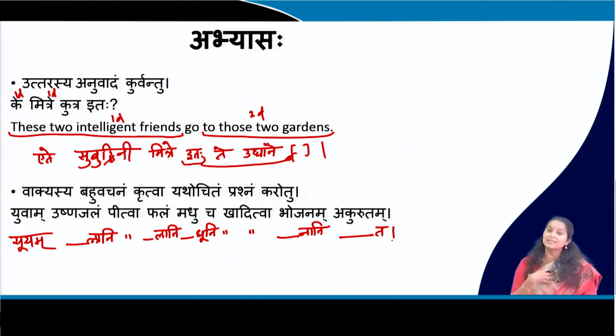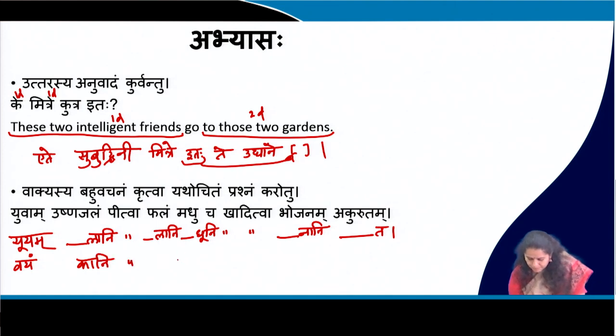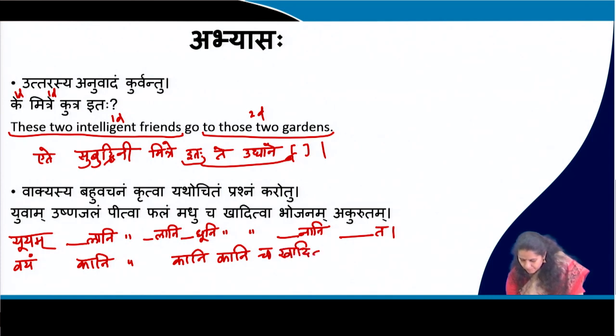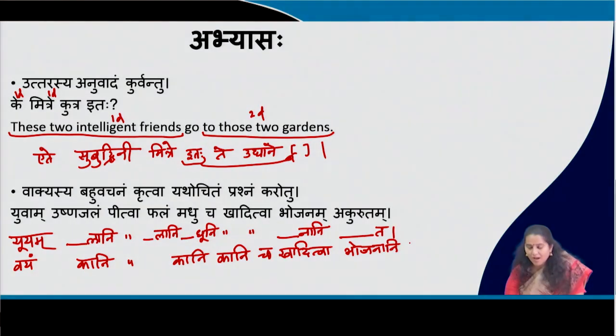What question will you ask? Because the answer has yuyam in it, therefore the question will have to be: which waters do we drink, and after drinking which waters and eating which foods do we eat our final meal. Iti prashnaha asti. So atra bhavishyati vayam kani pitva kani kani cha khaditva bhojanani. We can keep that. Bhojanani akurma.